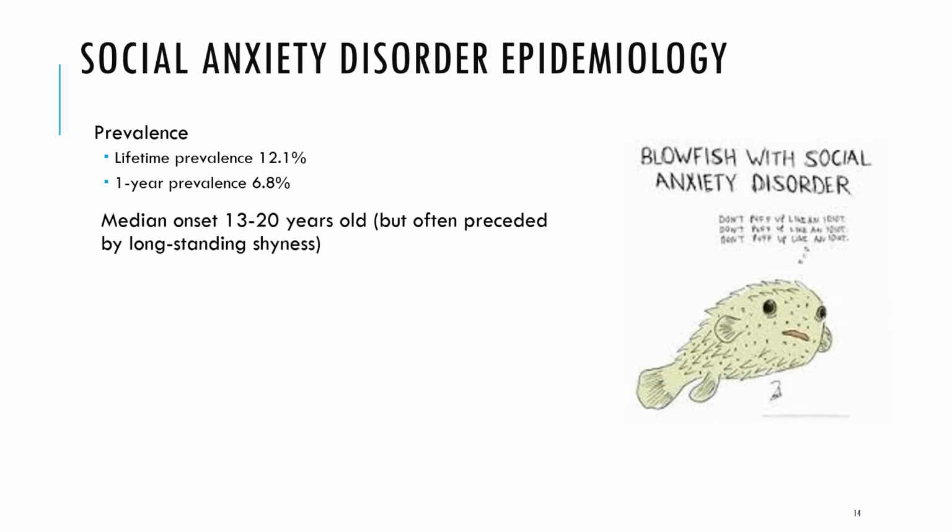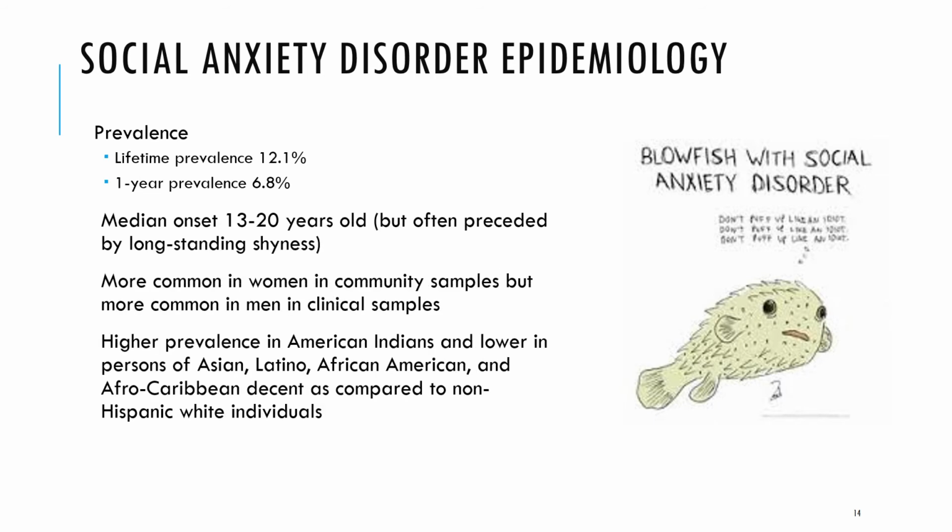So the epidemiology of social anxiety disorder: the lifetime prevalence is 12.1%, which is a pretty large number. So this will probably affect a lot of the clients that you see. The 1-year prevalence rate is 6.8%. The median onset age is 13 to 20 years old, but it's often preceded by long-standing shyness. It's more common in women in community samples, but more common in men in clinical samples, which is really interesting. And I'd like you to take another moment and write down why you think that is.